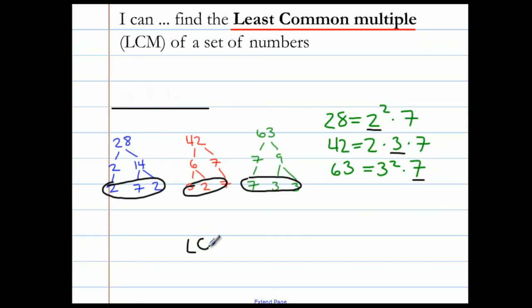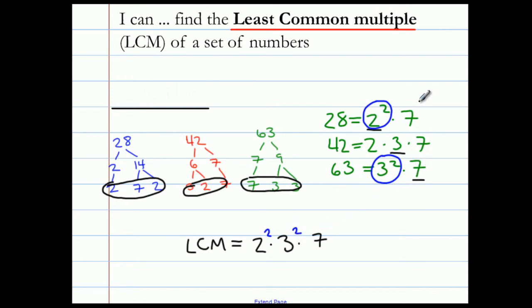The lowest common multiple will contain these unique terms that we identified above. So it'll have a 2, a 3, and a 7. So next we go through and identify the highest power of each of these terms. So the highest power for the 2 is 2 squared. So we write 2 squared. The highest power for the 3 is 3 squared. So we write a squared there.